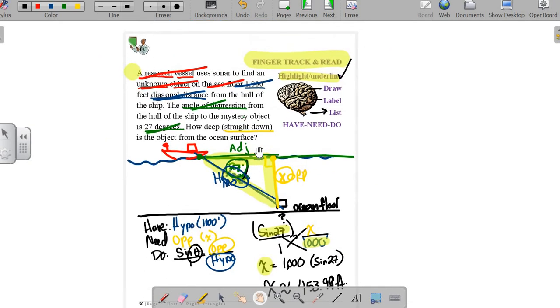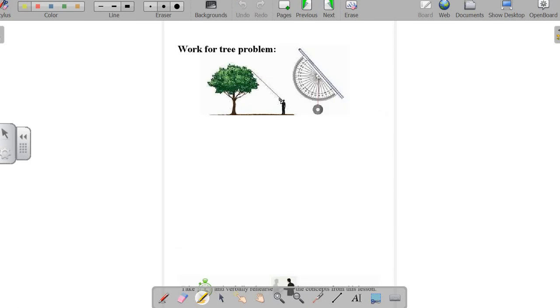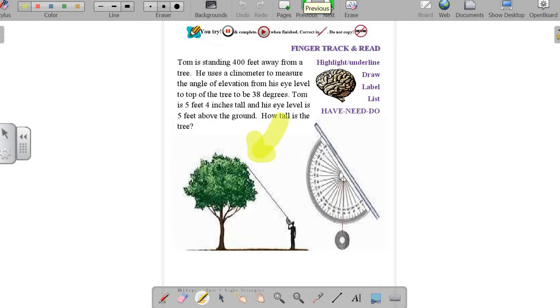Super important. Finger track, read out loud, highlight, underline, draw, label lists, cross out, have, need, do. This page you're going to do on your own. You're going to do your basic diagram here, and then you can do your Sohcahtoa have, need, do work on this side. Really important you attempt to do this on your own first. Pause the video.